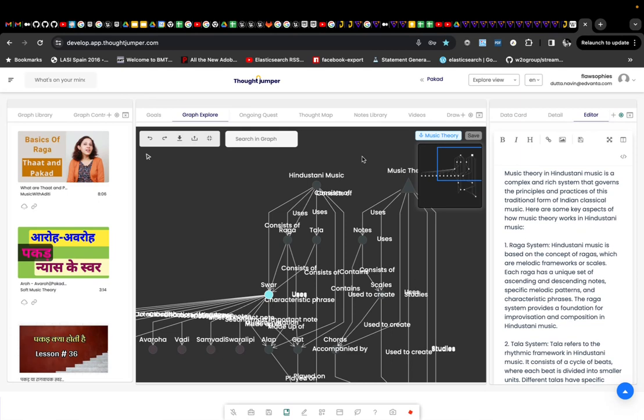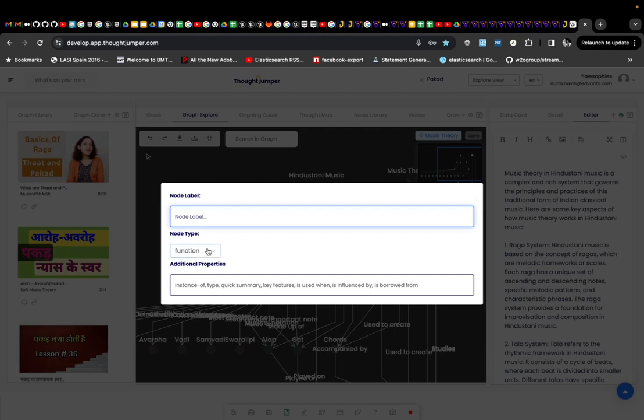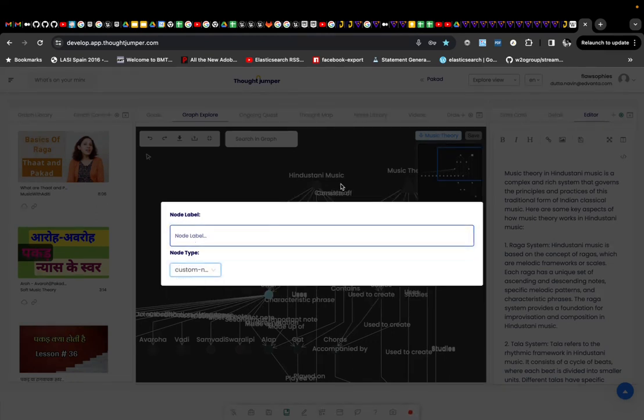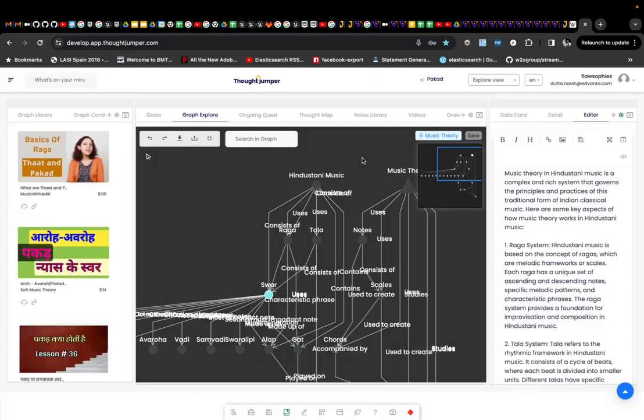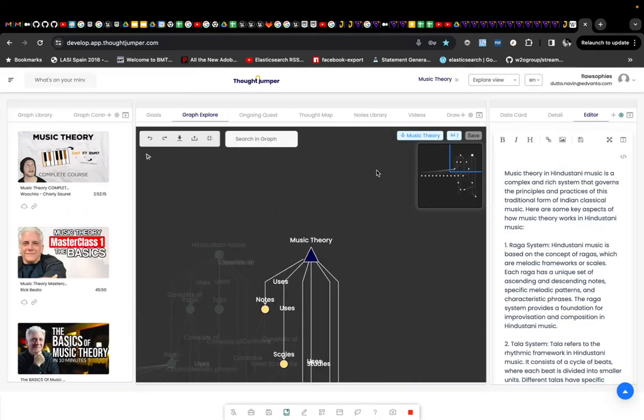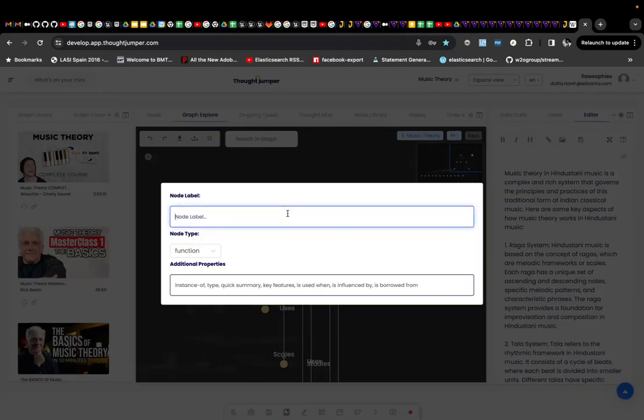The graph that you see here, I created that by creating a thought marker, which is Control Shift N. I created a custom node known as music theory, and then I pressed Alt Shift M, using which you can add or remove a thought marker. It's always good to identify the direction in which your search is going, and then you follow it up with forming opinions and adding decorators. I added some decorators, which were instance of, type, quick summary, key features, when is it used, what is it influenced by, and what does it borrow from.